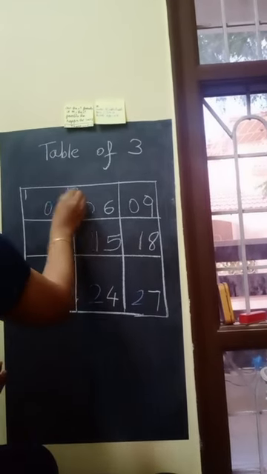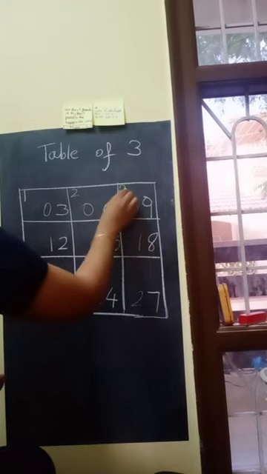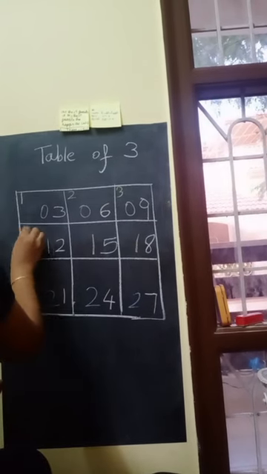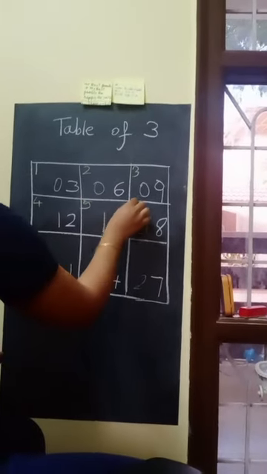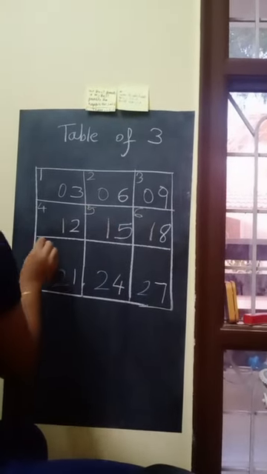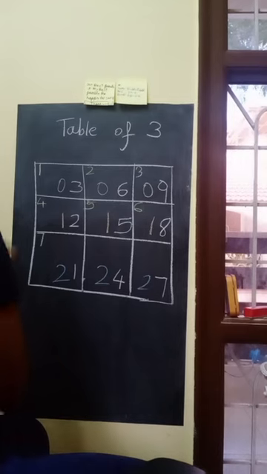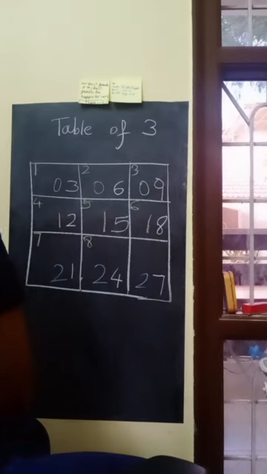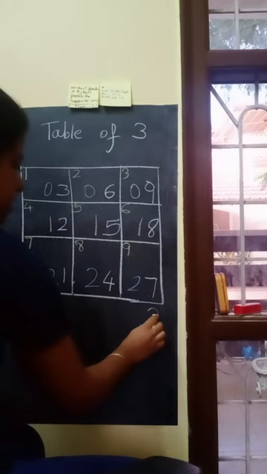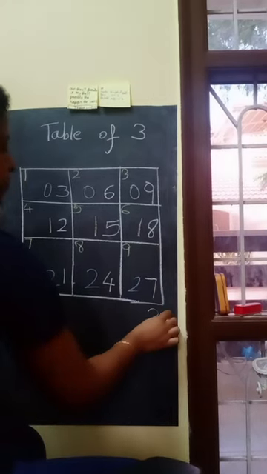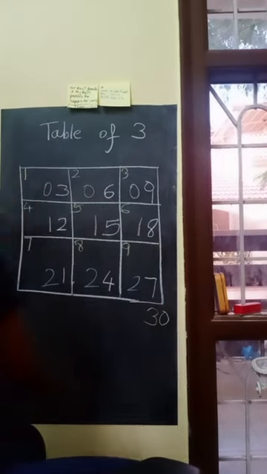Now, 3 ones are 3. 3 twos are 6. 3 threes are 9. 3 fours are 12. 3 fives are 15. 3 sixes are 18. 3 sevens are 21. 3 eights are 24. 3 nines are 27. 3 tens are 30.